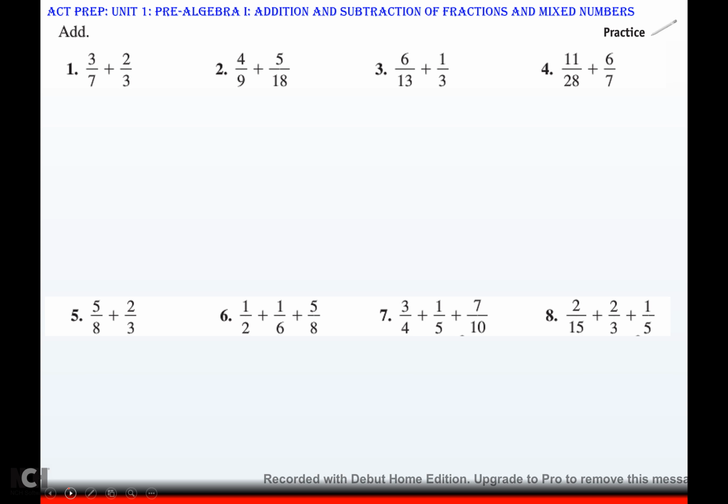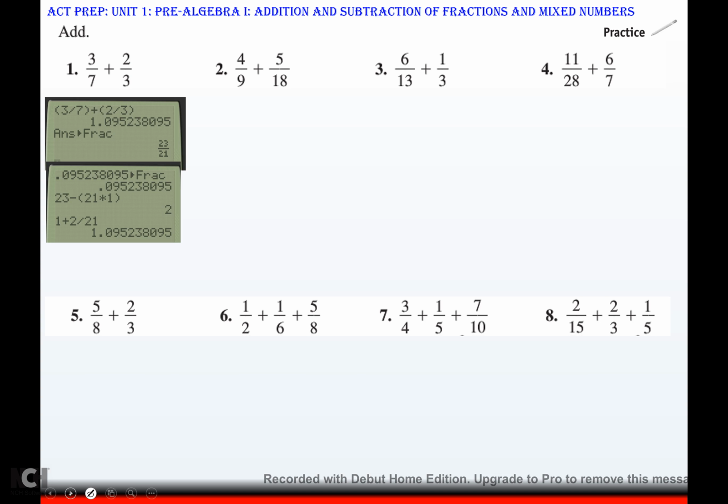Okay? Alright, so again, this is calculator work. What you should do is hit pause, type these in, and see if you get the answers I get. And if you don't, oops, I guess I better do the mixed number things.